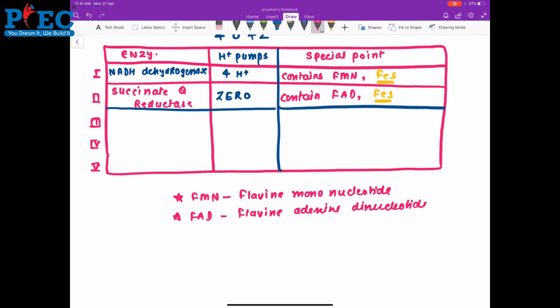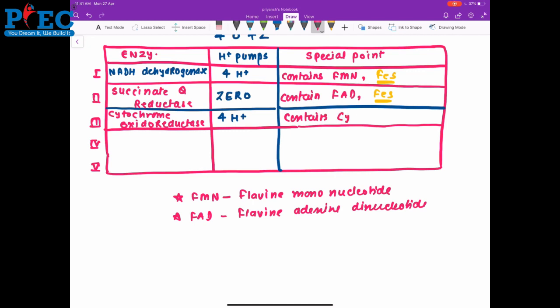Now coming to complex 3. Complex 3 is called cytochrome oxidoreductase. It pumps 4 hydrogen at a time. It contains cytochrome B and C1. Cytochrome is an iron-containing protein.